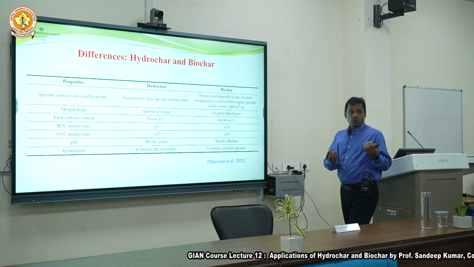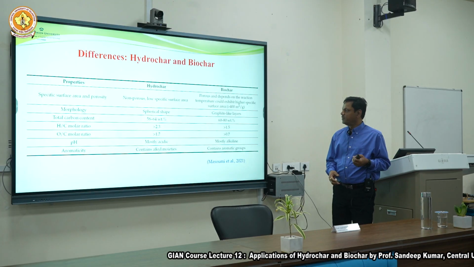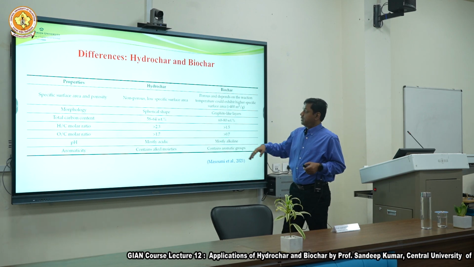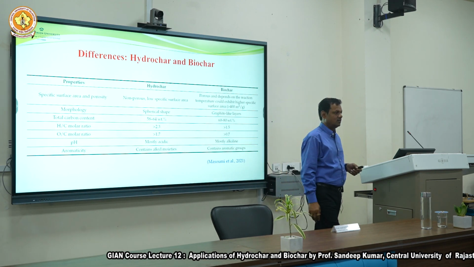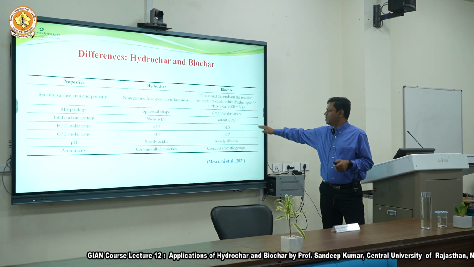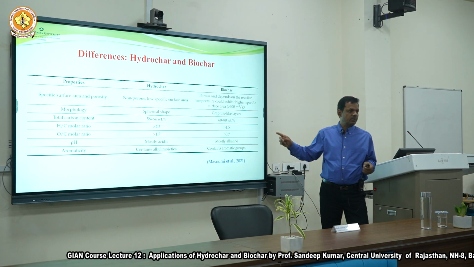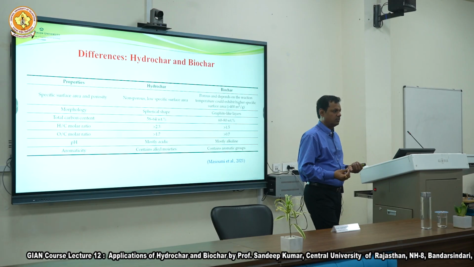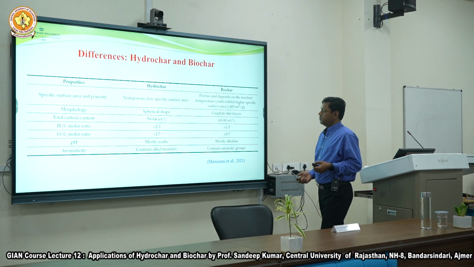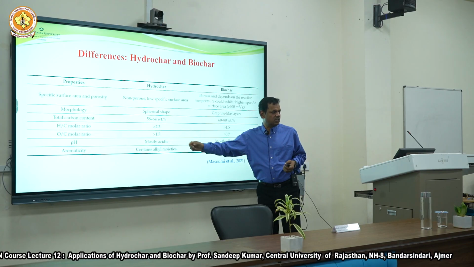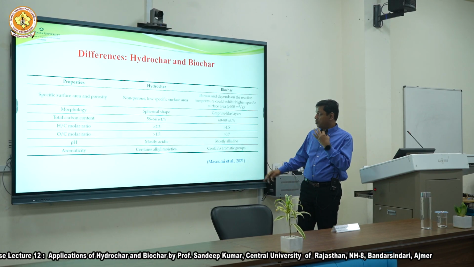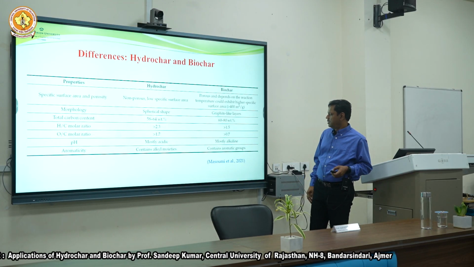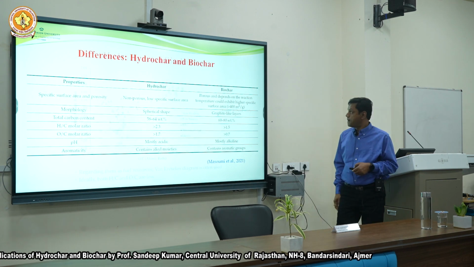So if you take both powders, what difference will you see? I already told you that hydrochar is low porous. It is more spherical in hydrochar, versus here it is more layered. Why do you get spherical? Because when you cool it down, it condenses, and condensation gives you speckle particles. H by C ratio, higher carbon percentage. O by C ratio, pH: hydrochar mostly acidic, biochar mostly alkaline, as I told you. Aromatic groups are here and other things.